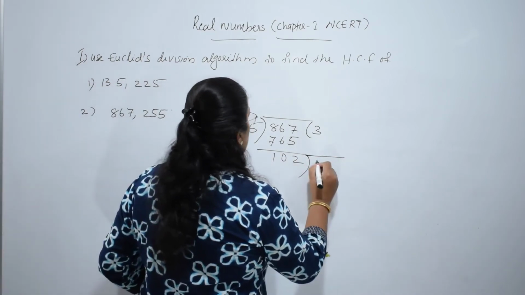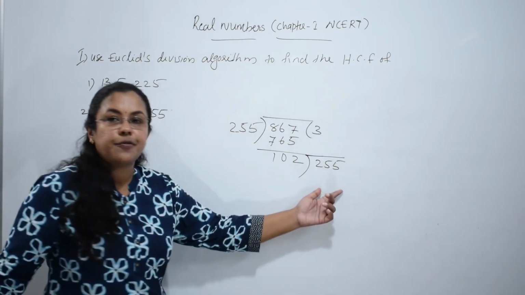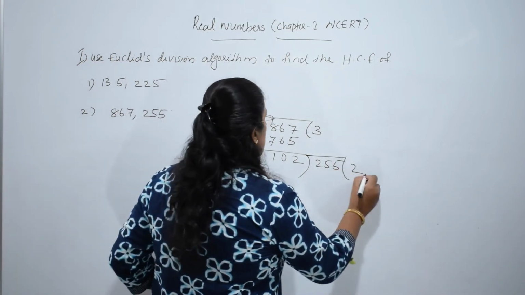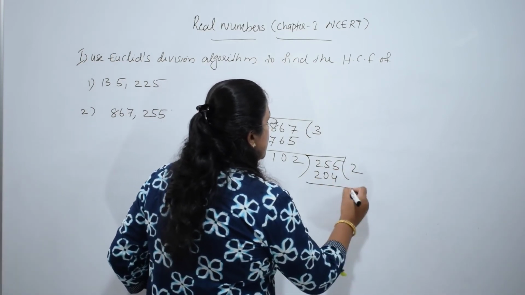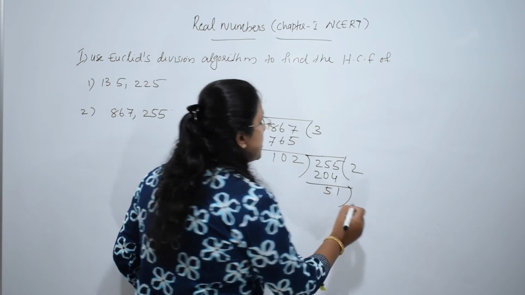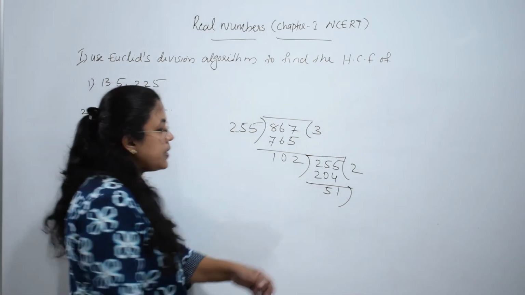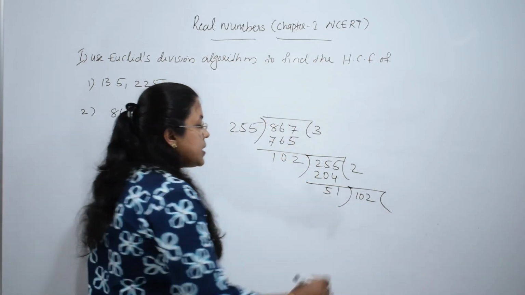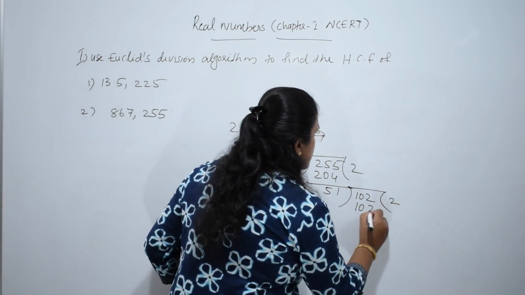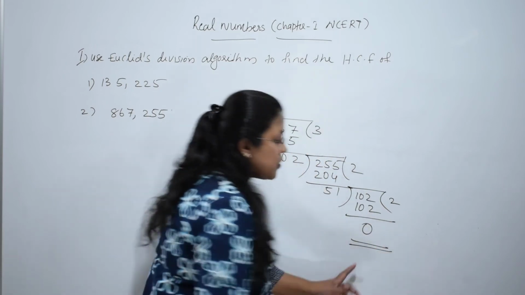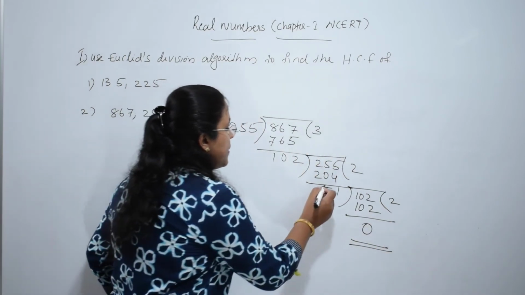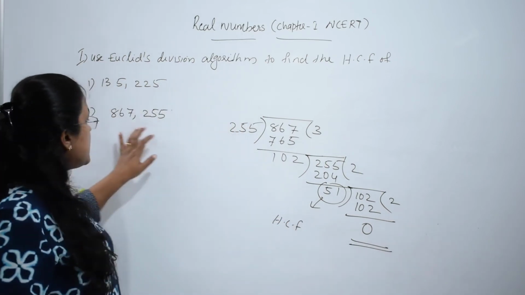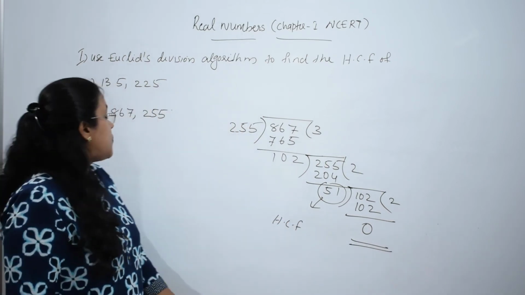We get 102. Now write 255 here. How many times does it come? 2 times. 2 times is 204. Subtracting the 2 we get 51. Now write 102 here. 51 into 2 is 102. So it comes 2 times. Remainder is 0. Procedure is over. The last divisor is 51. That gives the HCF of 867 and 255.